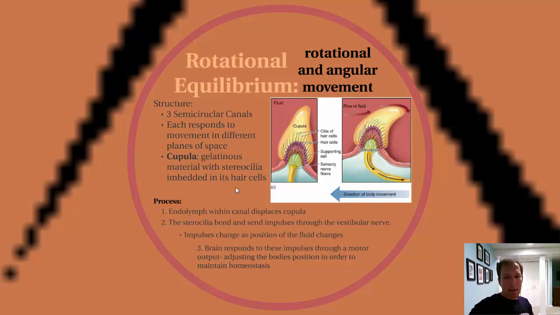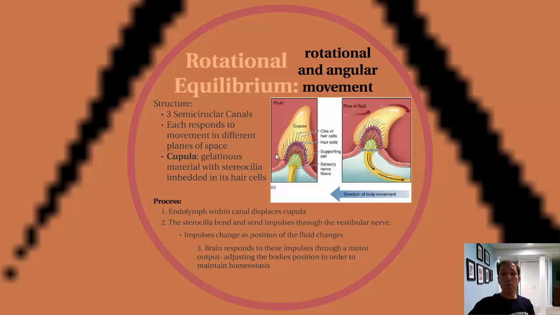So you have 3 semicircular canals. Those semicircular canals are all oriented on a different plane. So in each of those, there's going to be a movement of fluid that's different. So rotational or angular movement. If you are, for example, tipping over, or if you're spinning around in a circle, that's going to move fluid through one or more of those semicircular canals.